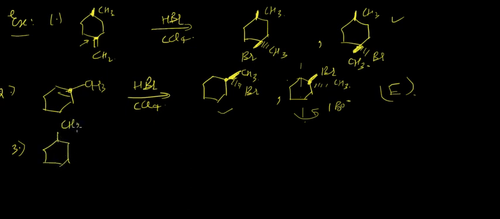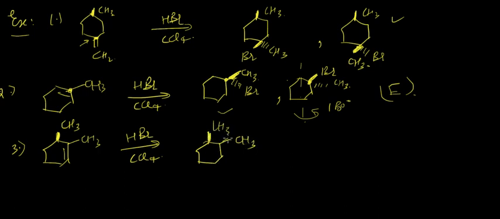What about this case? Here we have HBr, CCl4. Then carbocation formation would be at this position. Why? Because of more number of alpha hydrogens. So let's say we have this compound. Then this is a dark bond here. CH3 can be above the plane when Br attacks below the plane, and Br can be above the plane when it attacks from below. Okay, so these two are diastereomers.